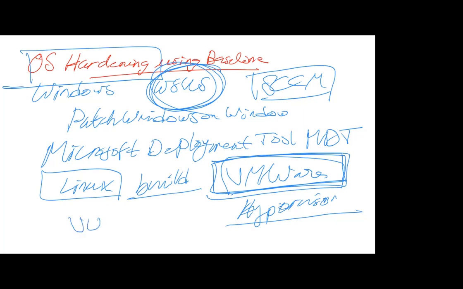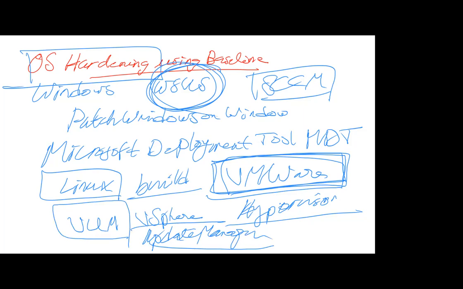VUM, the vSphere Update Manager. It will be used for updating the utility and making sure that it is up and running in the right way.